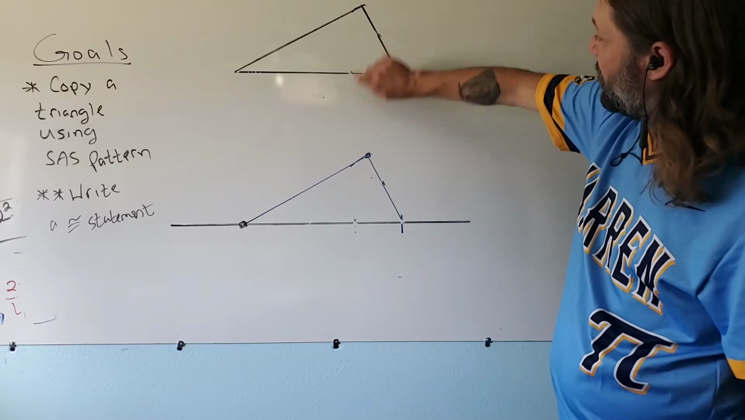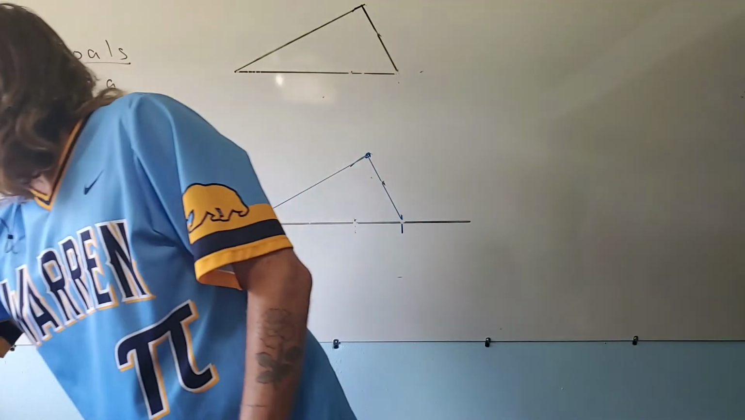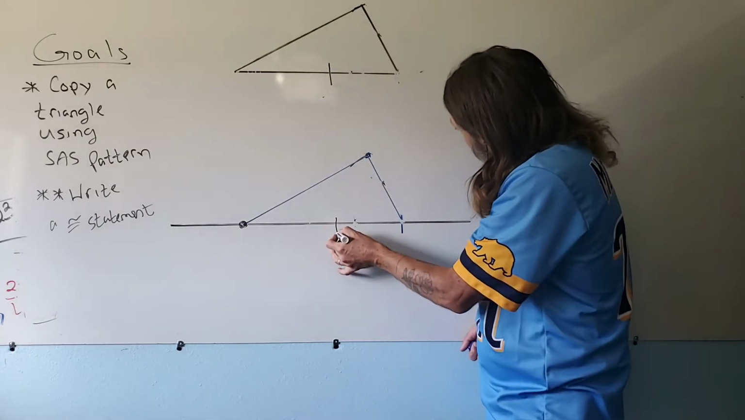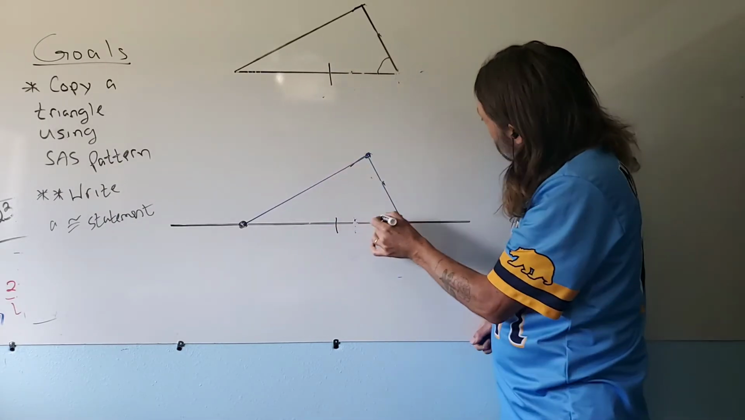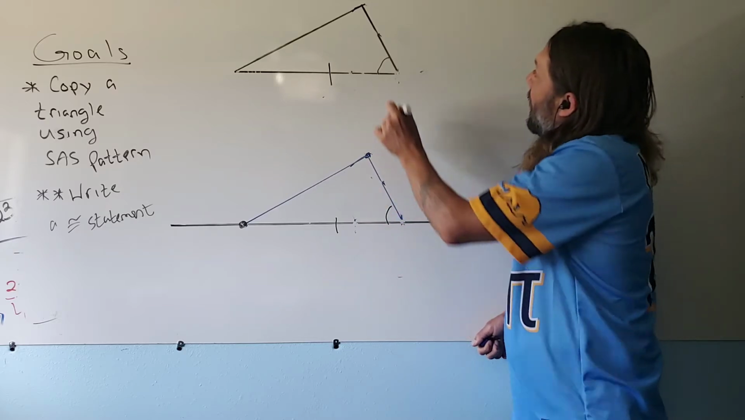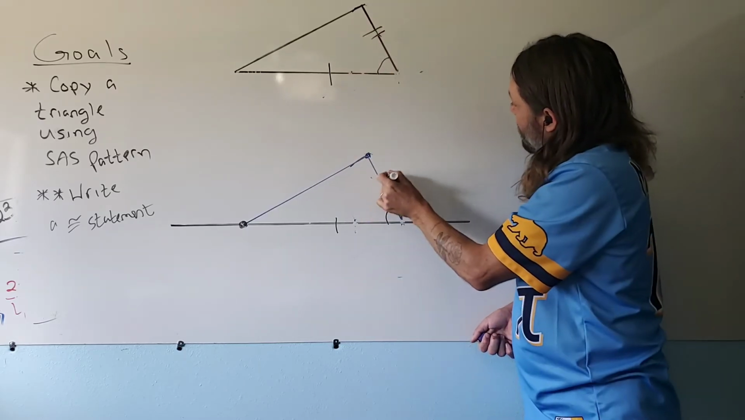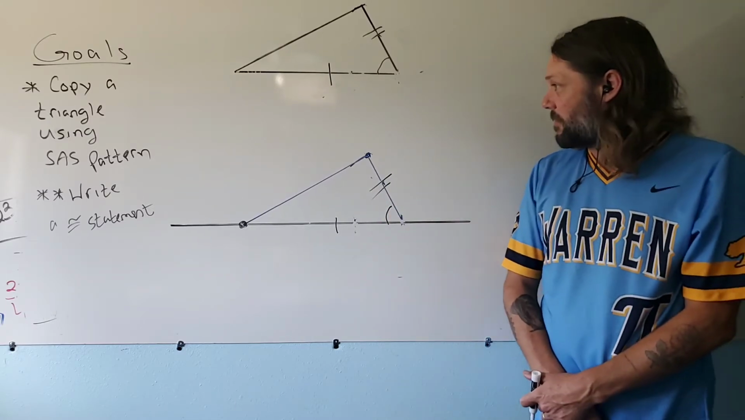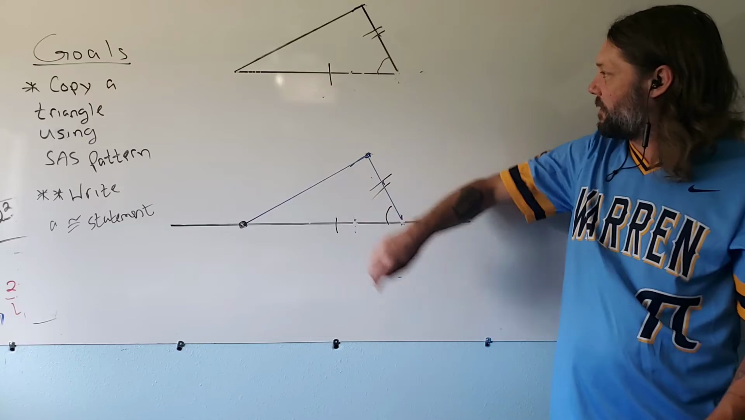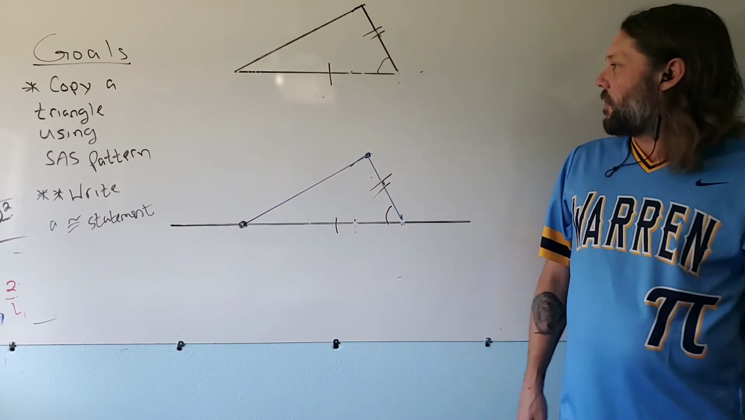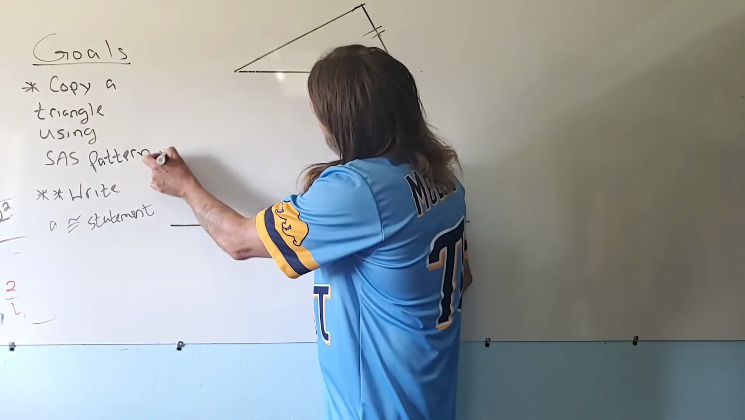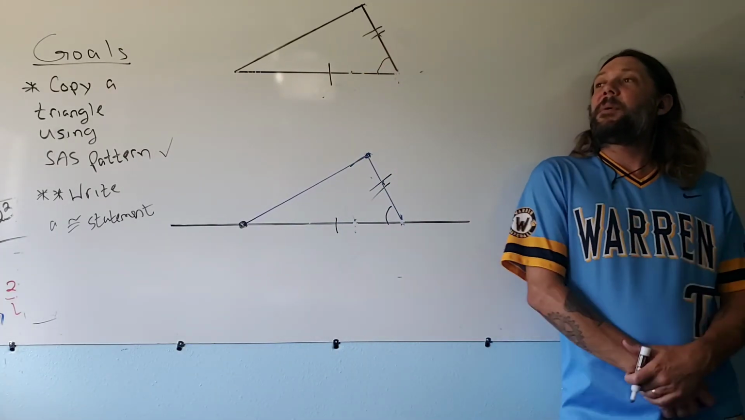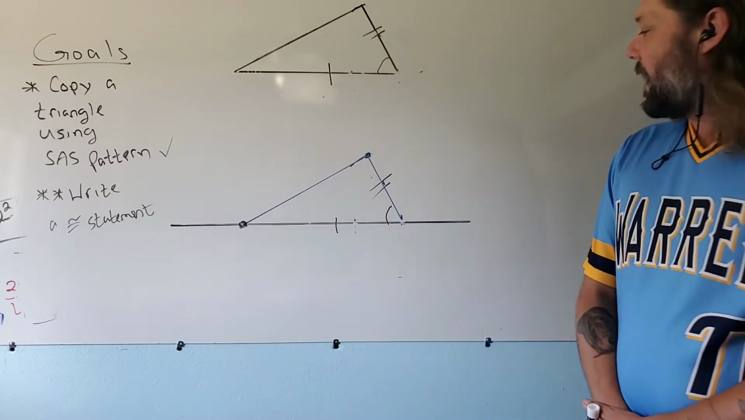So I copied this triangle down to here. The mark pattern that we'd actually see would look like this. This length is the same as this length. This angle opens up as much as this angle. And this length is the same as this length. So if I have this congruence pattern, which is the side-angle-side congruence pattern, that means that these triangles themselves must be identical. Right? So I'm going to check off my first goal. I copied a triangle using another method, side-angle-side.